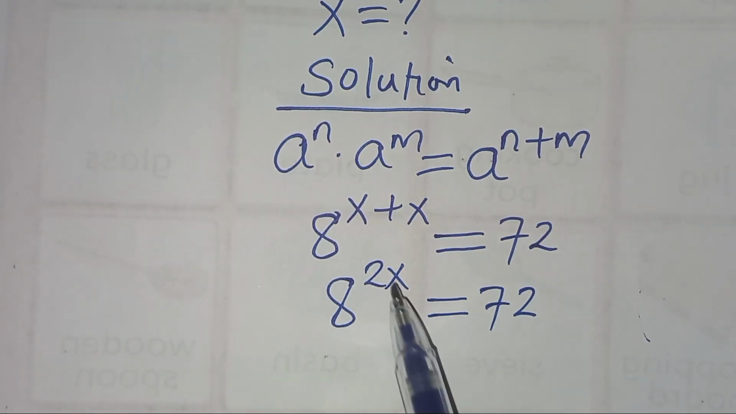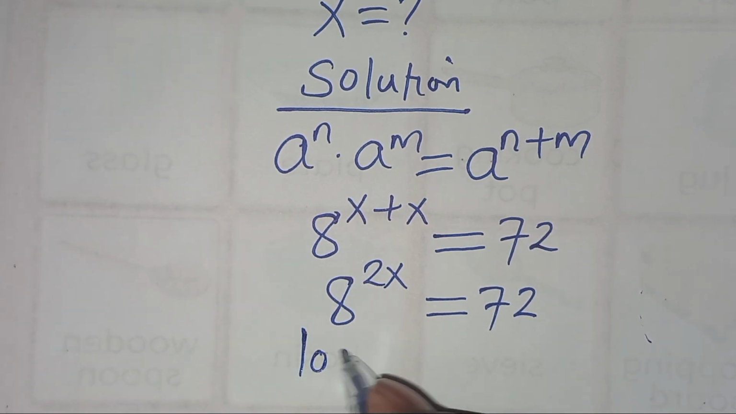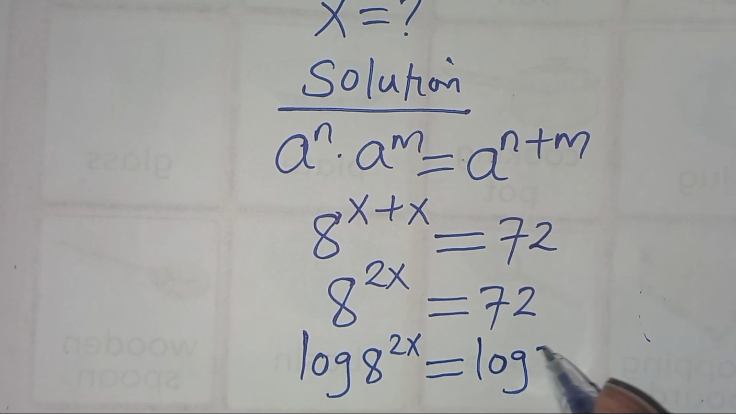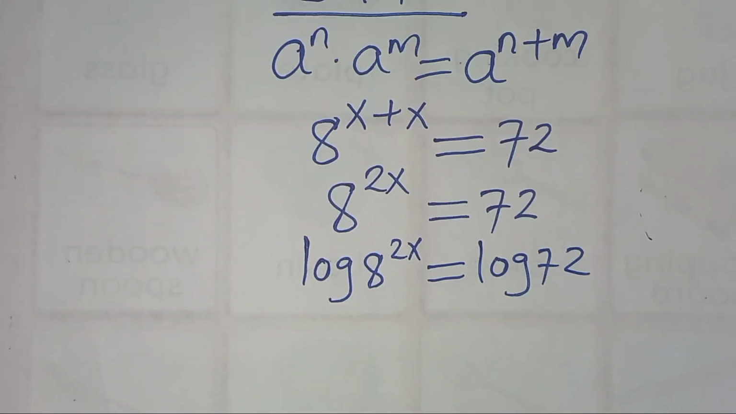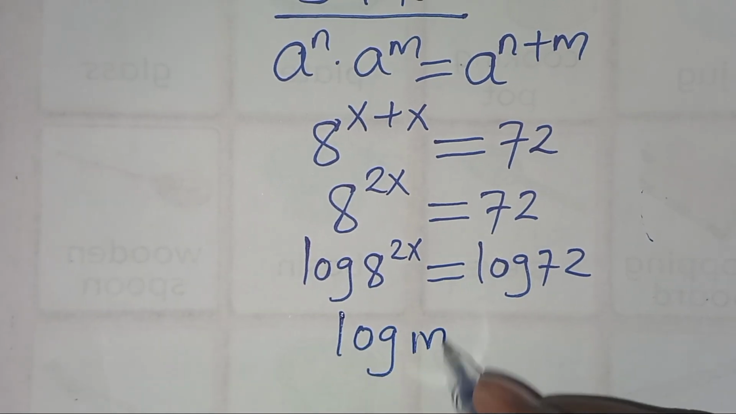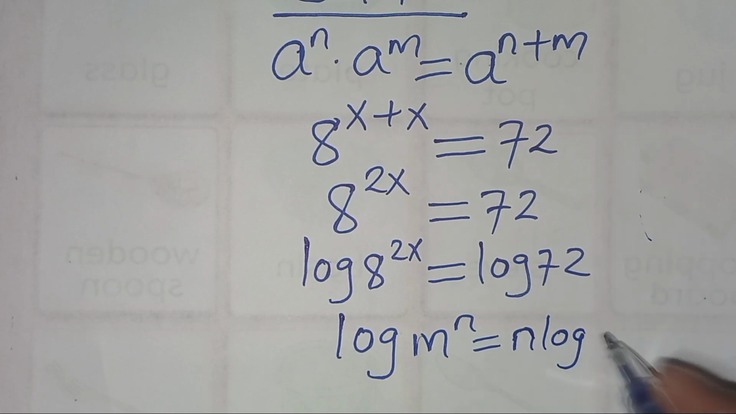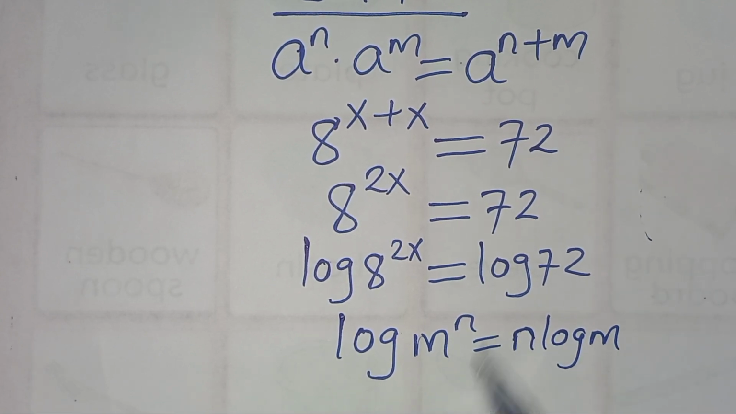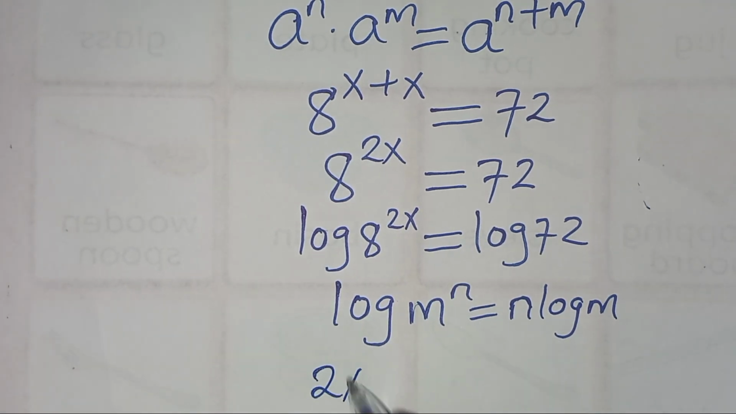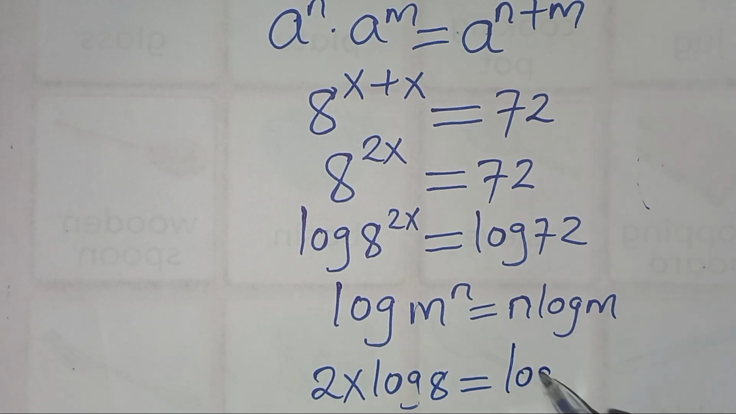The next step here, to solve for the value of x, we introduce the natural logarithm on both sides. That is log 8 to the power 2x. This is equal to log 72. Log 8 to the power 2x is in the form of log m to the power n, which we can express as n log m. So applying this power rule property of logarithm, log 8 to the power 2x becomes 2x log 8. This is equal to log 72.